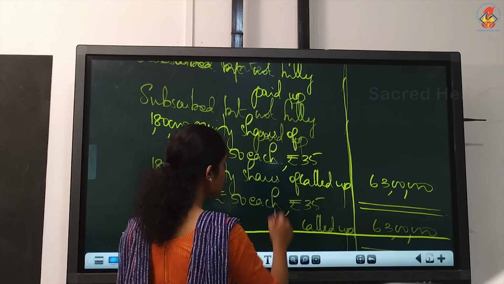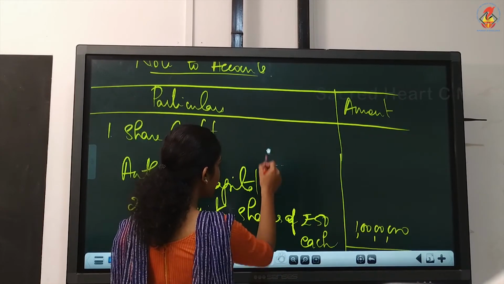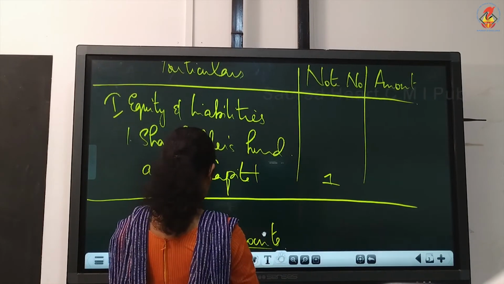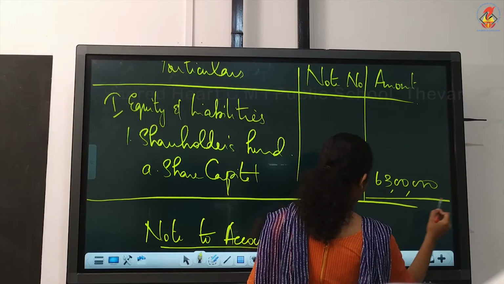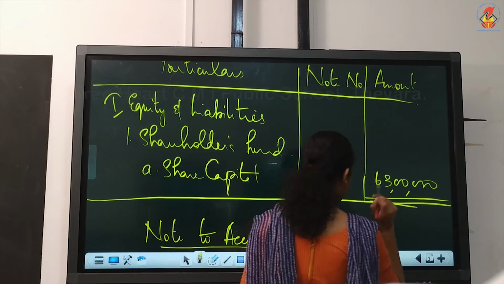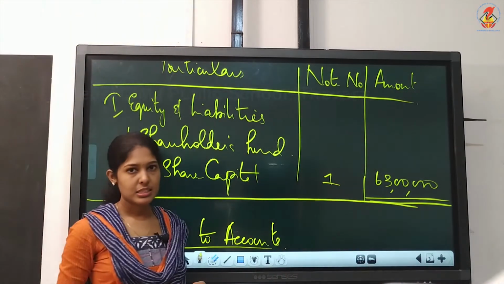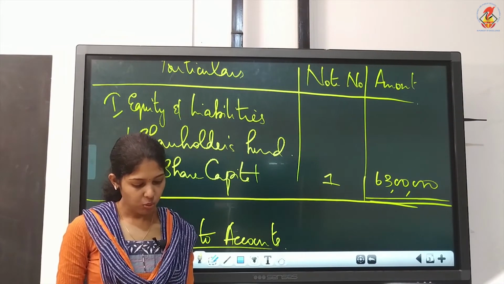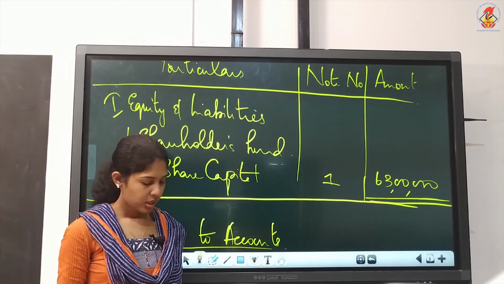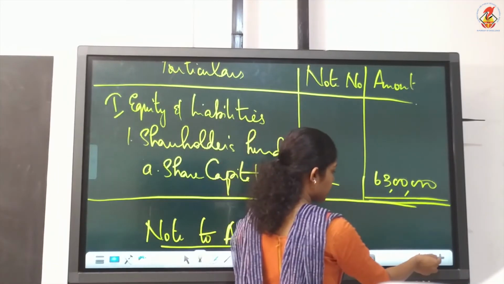Just take the balance sheet now. Don't forget to write this amount in the balance sheet. So you have to now post this amount in the balance sheet, 63 lakhs. This is what we received finally. 1 crore is what we could raise, but what we received is only 63 lakhs. Understood? We'll work out one more question. One more balance sheet question we'll do.